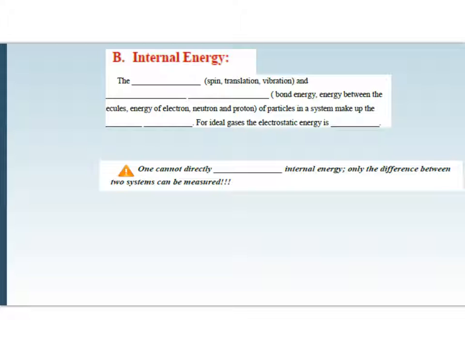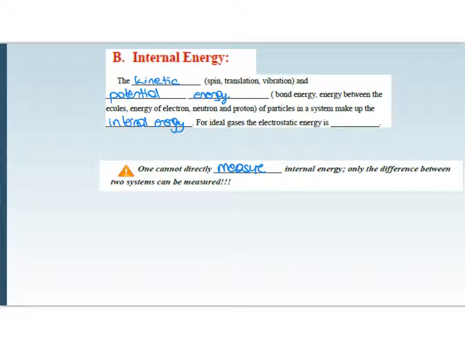Okay, let's define internal energy. Now, all the kinetic energies coming from the particles in a substance, spin, translation, vibration, and all the other potential energies coming from the attraction between the proton and electron, proton and neutron, or vice versa. These all make up the potential energies. So when you sum them all up, you're going to find the internal energy for a substance. Now remember, you cannot measure an internal energy. There is no device measuring that energy, but you can only measure the internal energy change.